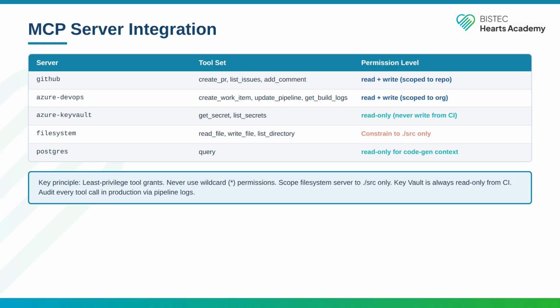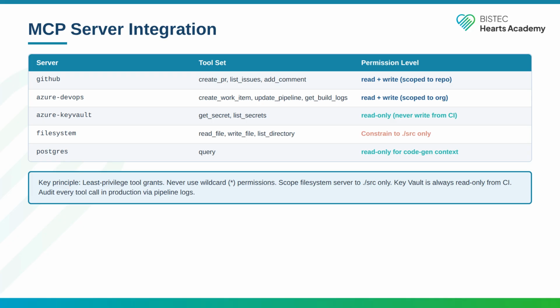These actions are recoverable. A spurious PR comment can be deleted. Read and write access scoped to a specific repository is appropriate. The Azure DevOps MCP server enables Claude to create work items, update pipeline configurations, and fetch build logs. These actions are also recoverable, though potentially noisy. Scope access to the specific organization and project.